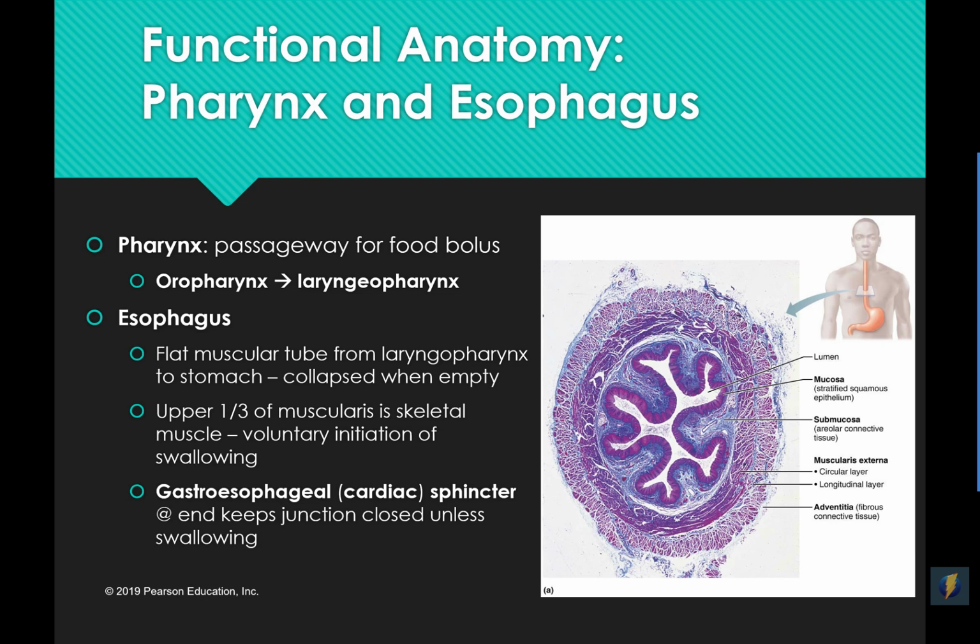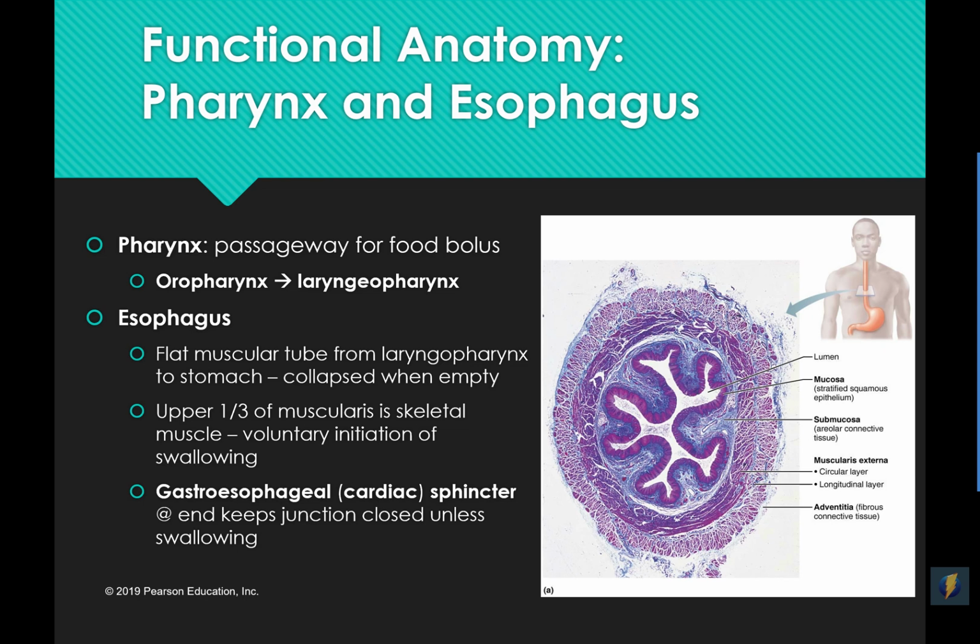And the esophagus really is just a big old muscular tube. It tends to be quite collapsed when empty and then expands as food moves through it. The upper portion of the esophagus contains skeletal muscle because, again, initially swallowing is a voluntary action. And then the lower levels of the esophagus have a whole bunch of smooth muscle in them so that when the food gets lower, it's more of an involuntary function.